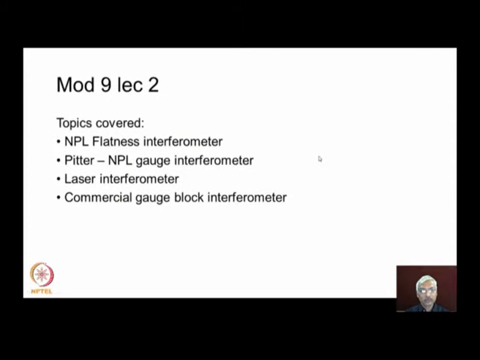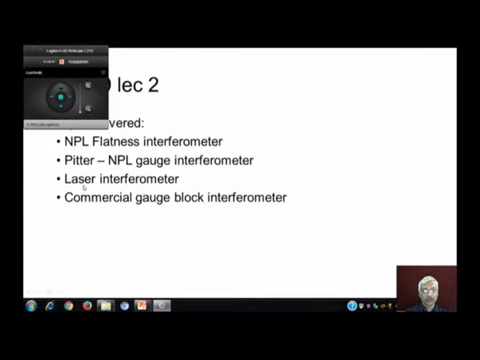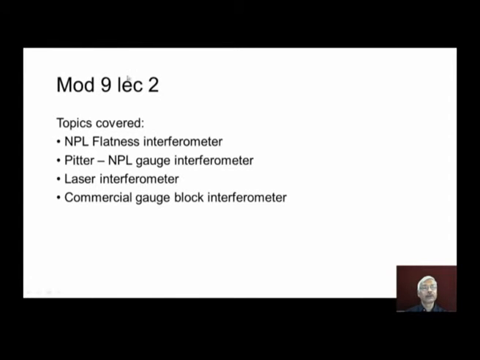I welcome you all for Module 9, Lecture 2 on interferometry. In this second lecture, we will discuss the different types of interferometers. We will discuss the construction and working of the NPL flatness interferometer, the Pitter NPL gauge interferometer, and also we will study the laser-based interferometer, and then we'll see some commercially available gauge block interferometers.